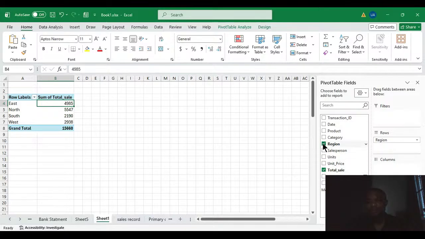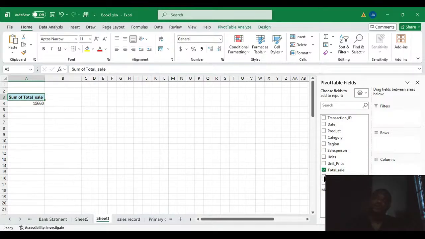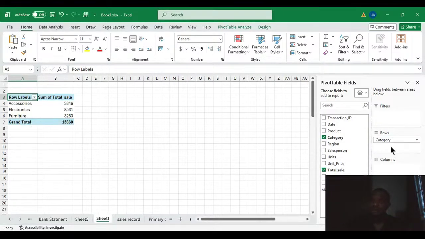I'm going to uncheck this region. Now, what I also want to look at is what products, or what category of products, sell more, and in what region those categories sell. So I'm going to move this to category here, and then I'm going to move the region to my filter. So I want to filter category of items in the North region, in those regions.